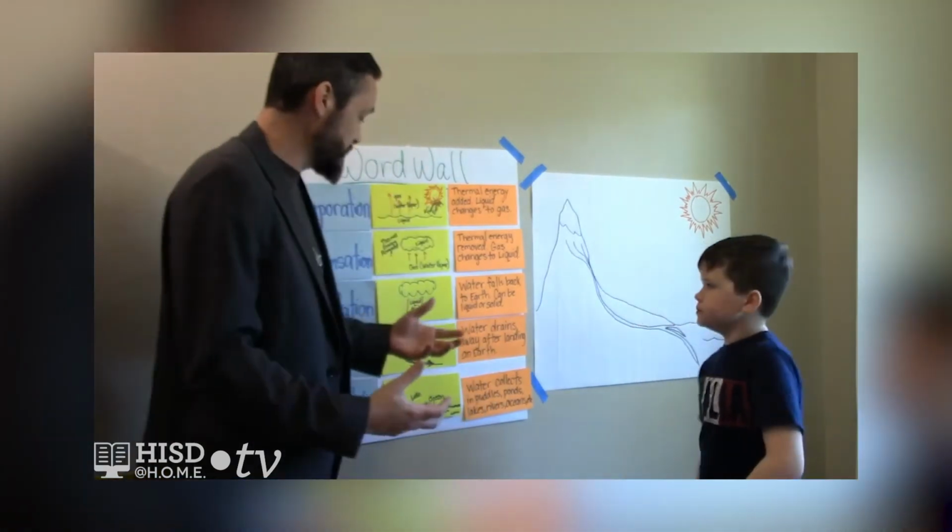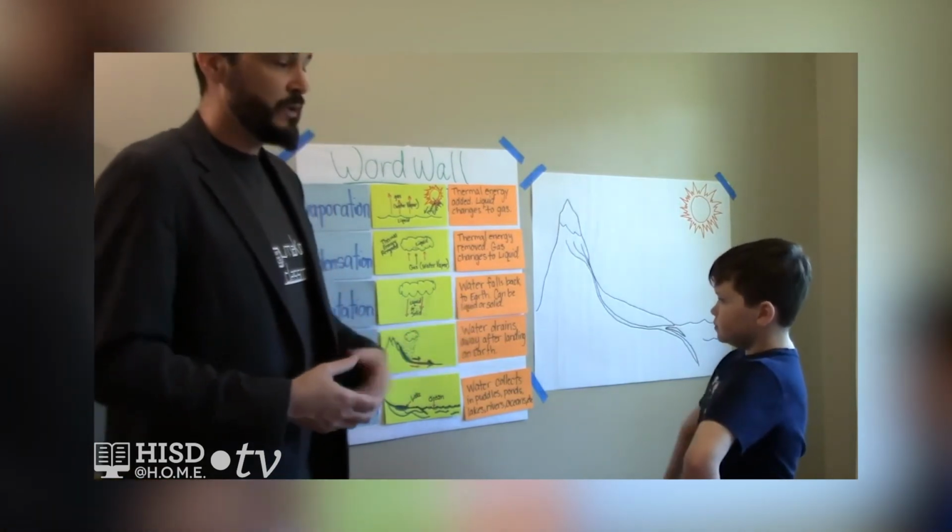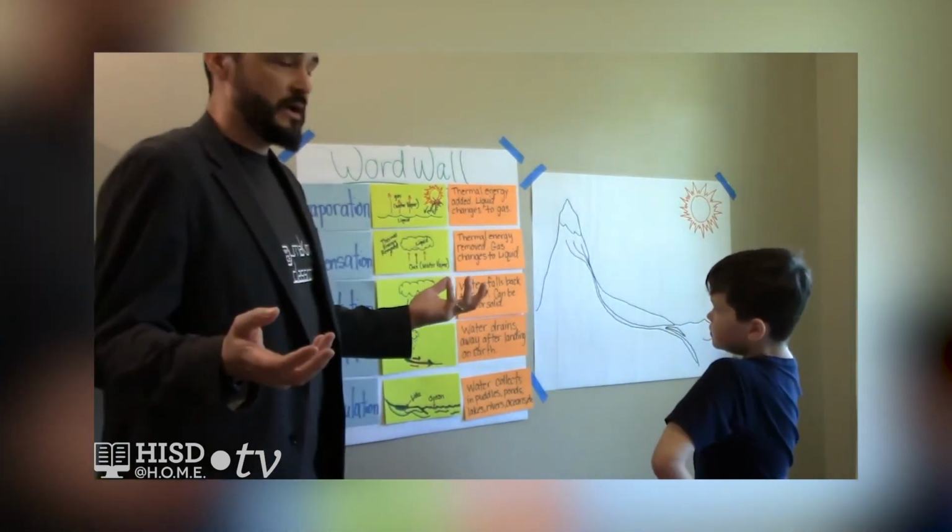Okay, so here are our vocabulary words. This is the language we need to use now when we talk about the water cycle. So from here, we can't just say water floats around in the air. We call it what?